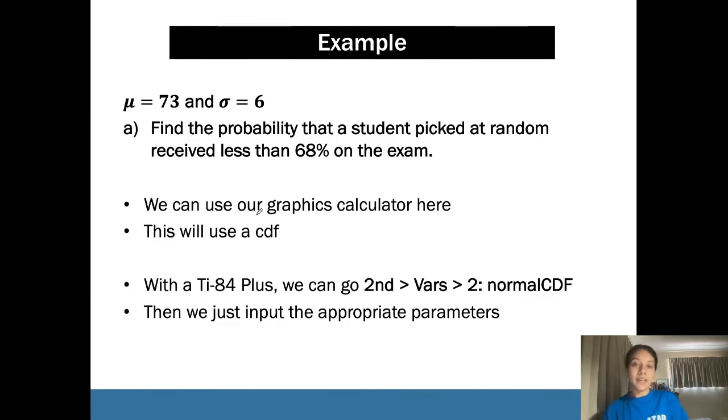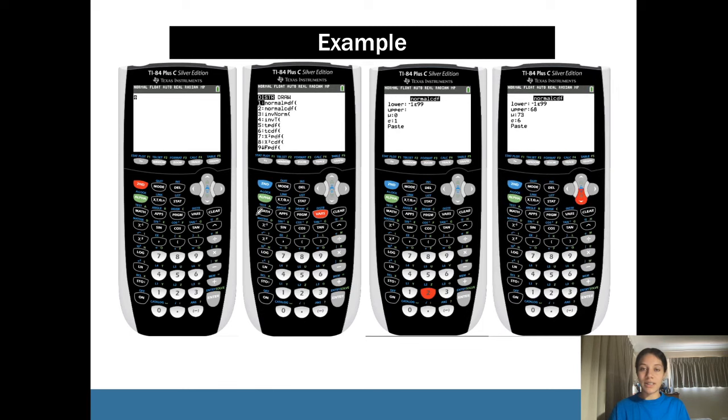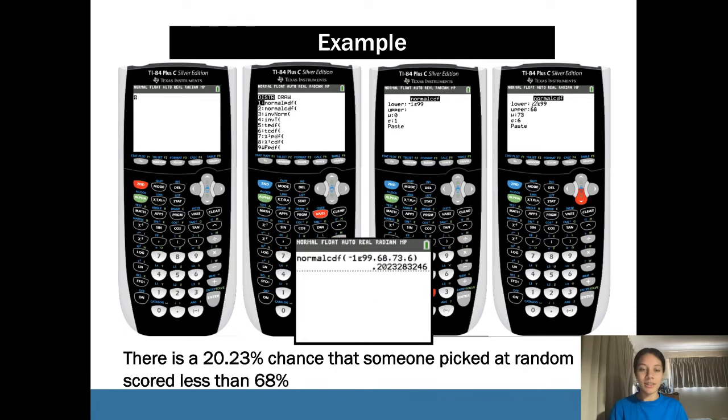For finding the probability that a student picked at random received less than 68%, we can use our graphics calculator. This is the example for the TI-84 Plus, where you can just put in your lower and upper bounds. Your lower bound would be negative infinity, your upper bound is 68, your mean is 73, and your standard deviation is 6. Usually you'll have a normal distribution function on your calculator where you can substitute in those values. And then the answer is a 20.23% chance that someone picked at random scored less than 68%.